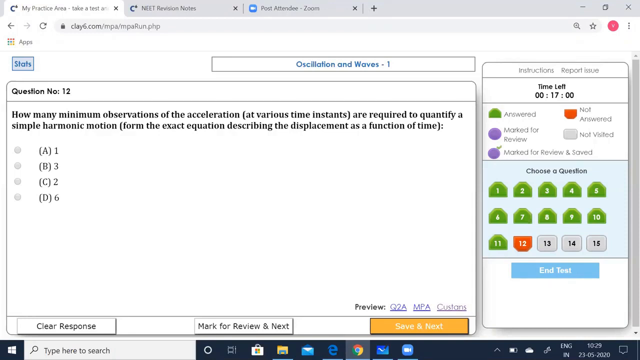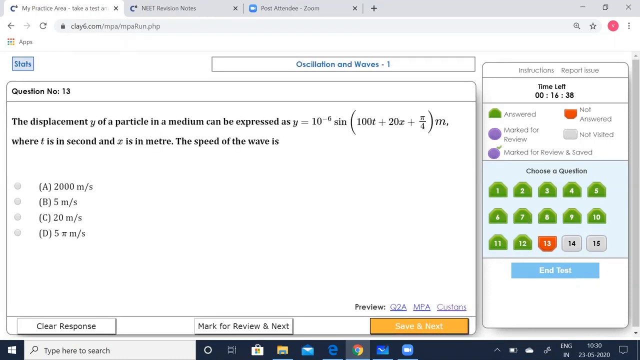How many minimum observations of acceleration are required to quantify a simple harmonic motion? Here again, you can see that acceleration, velocity and position are similar as far as oscillations are concerned. And so we need to make at least 3 measurements to solve such equations. So 3 unknowns are needed. So save that, go to the next.